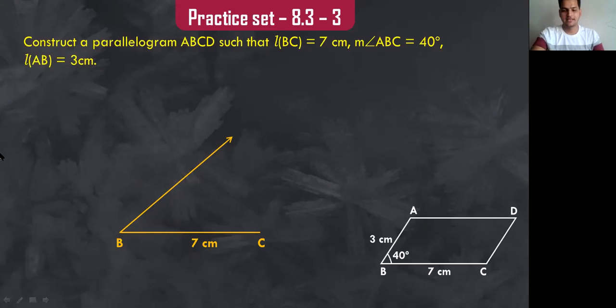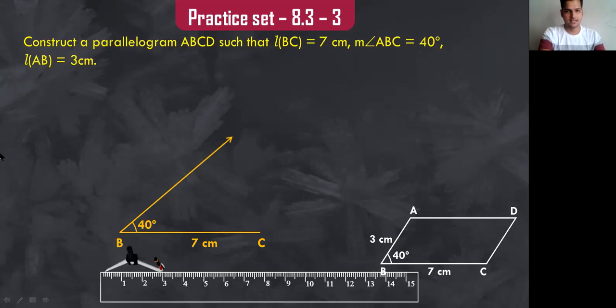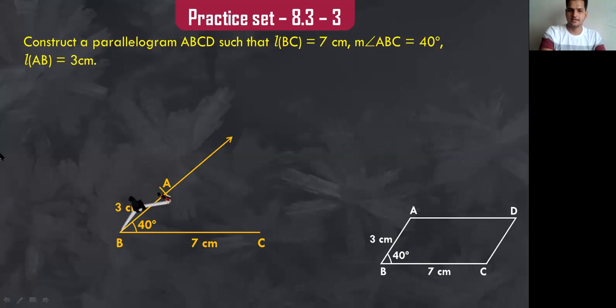After it is drawn, we can observe that the length of segment AB should be 3 centimeters. Now how to mark that 3 centimeters? With the help of a compass and a scale, we will take a measurement of 3 centimeters. 3 centimeters is the measurement of BA. So where to keep the compass? On point B, and mark out point A. Correct? That is of 3 centimeters.